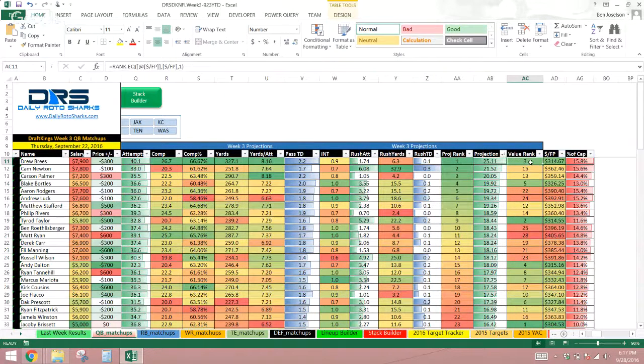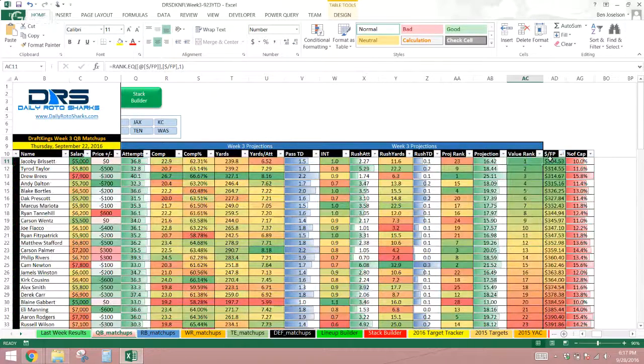Then you have the value rankings. This is important because we have dollars per fantasy point here, and you want to look for a low number when you're looking for value. So green is good, and this is telling you who's projected to score the most fantasy points per their salary. So this is trying to find value players for you. So we had Brissett, Taylor, Breeze, Dalton, Bortles. So that's a good way to look at that.